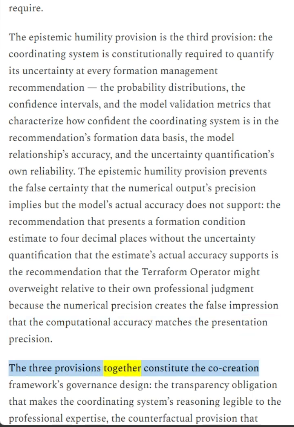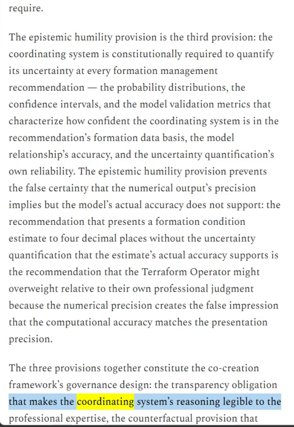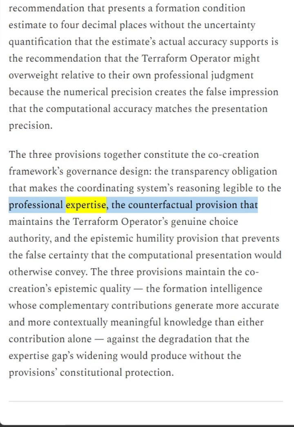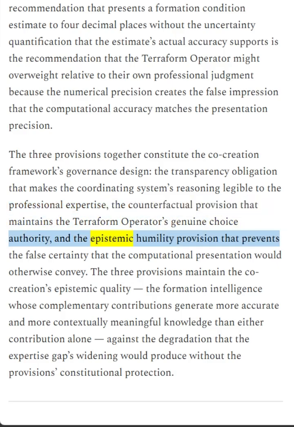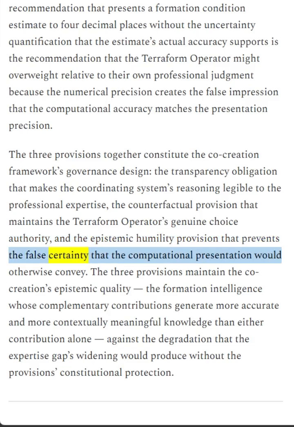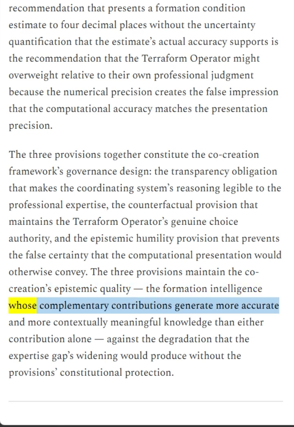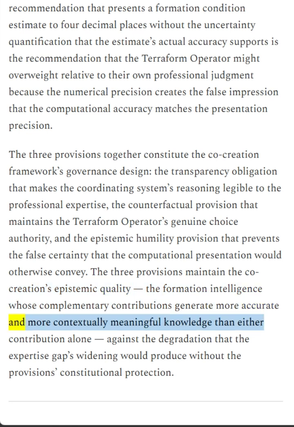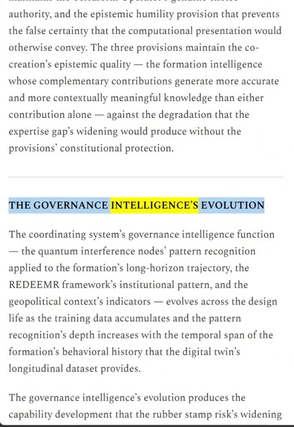The 3 provisions together constitute the co-creation framework's governance design. The transparency obligation that makes the coordinating system's reasoning legible to the professional expertise, the counterfactual provision that maintains the terraform operator's genuine choice authority, and the epistemic humility provision that prevents the false certainty that the computational presentation would otherwise convey. The 3 provisions maintain the co-creation's epistemic quality, the formation intelligence whose complementary contributions generate more accurate and more contextually meaningful knowledge than either contribution alone, against the degradation that the expertise gap's widening would produce without the provisions' constitutional protection.